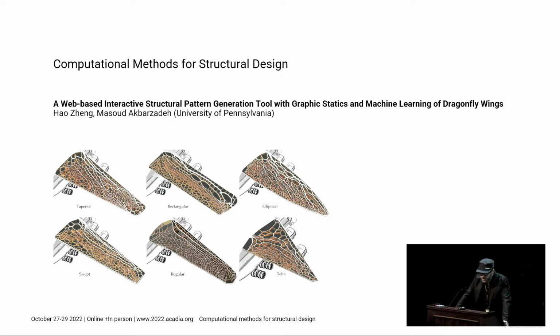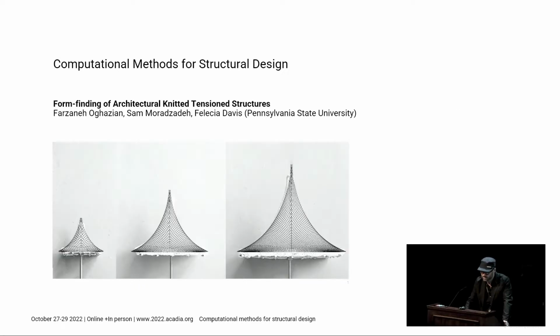The third paper introduces a web-based structural design tool that implements the workflow of graphic statics and machine learning of the dragonfly wing structures. In previous research, the authors, Zheng and Masoud Akbarzadeh, have developed a workflow to use graphic statics to analyze natural structures and machine learning models to generate the topology and geometry of a dragonfly wing structure. And now, in order to help designers to access their method, they developed a user-friendly web-based tool so we all can profit from their engine.